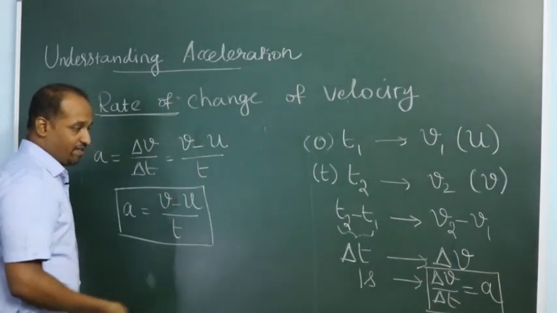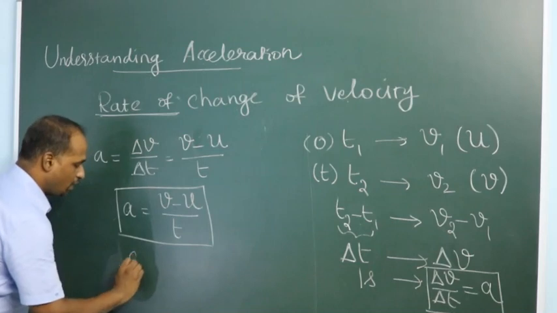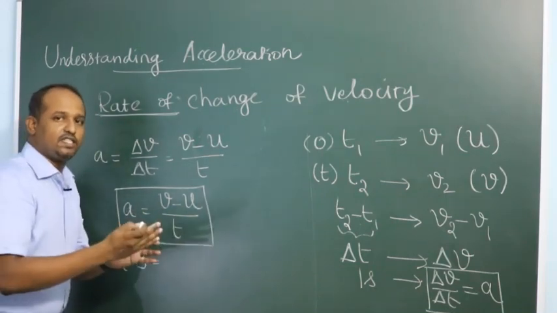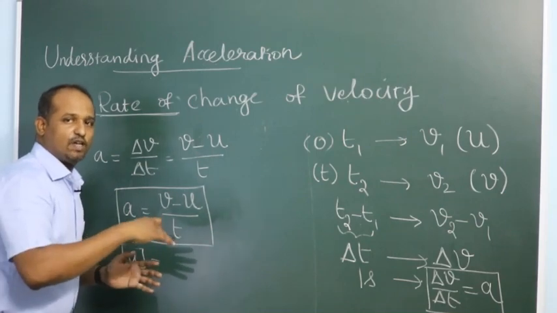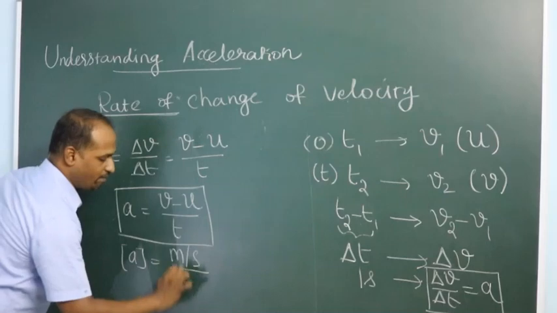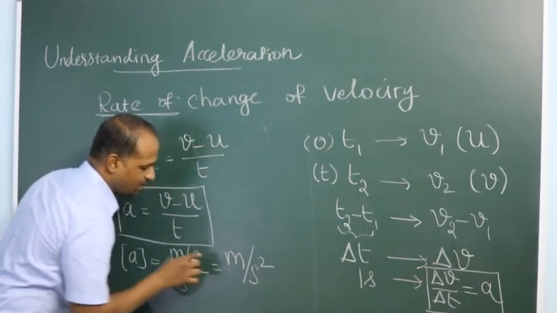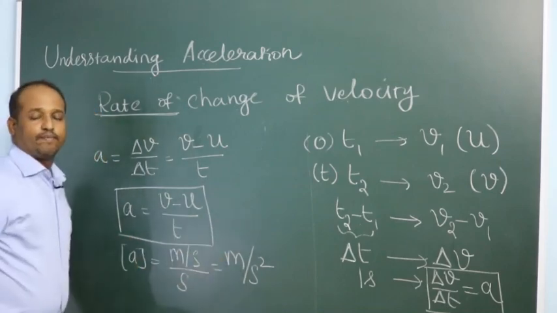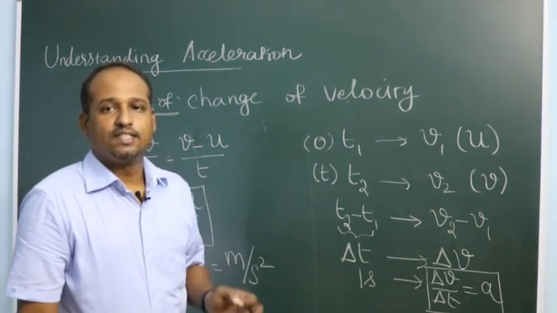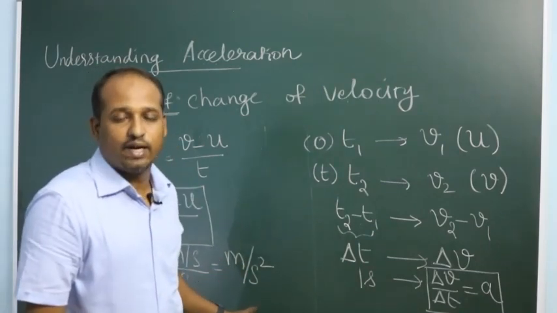Just like the previous example, there velocity is given in meter per second. So the unit of acceleration is the unit of change in velocity. If velocity's unit is meter per second, change in velocity is also meter per second, divided by time taken, which is in second. So in SI system, the unit of acceleration is meter per second square. In CGS system, it is centimeter per second square.